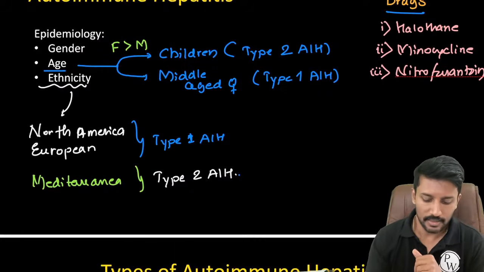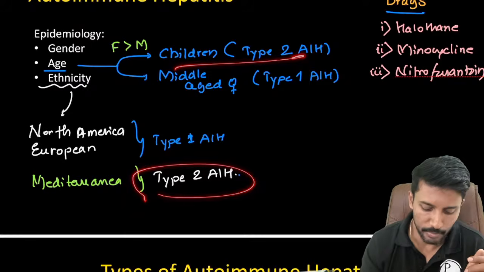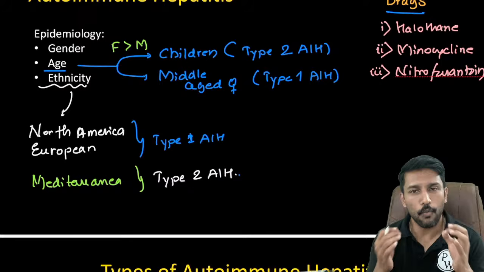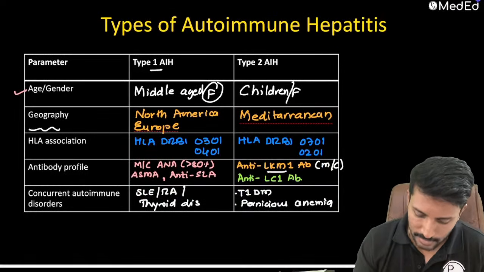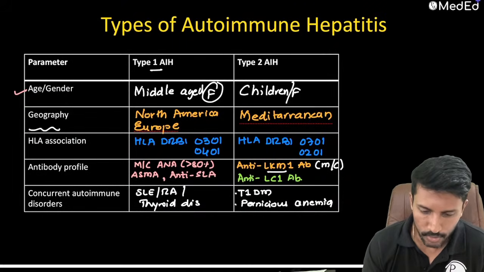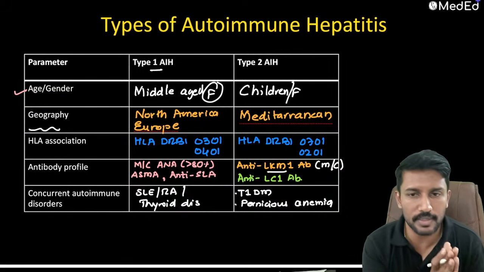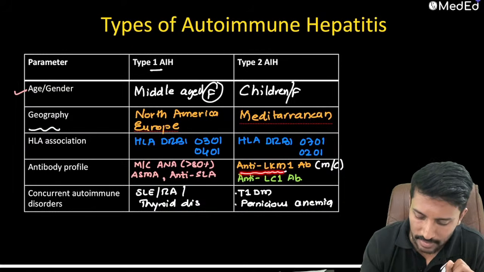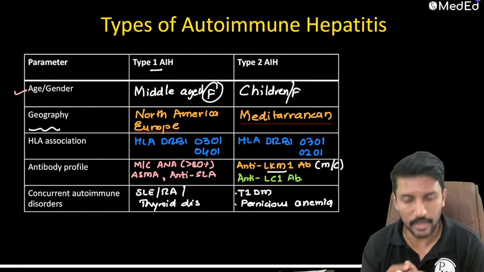In terms of ethnicity, the people in the Mediterranean population are having higher risk of developing type 2, which is children, and people in the North American and European descent are more likely to develop type 1. In what way they are different? So the type 2 is usually by an antibody known as anti-LKM1 antibody, and type 1, most common antibody that we get is ANA, right? That is the antibody that we get in SLE. So for all practical purpose, remember type 1 as the ANA or SLE, and type 2 is anti-liver kidney microsomal type 1 antibody. So in type 2, we are getting anti-LKM1 antibody.